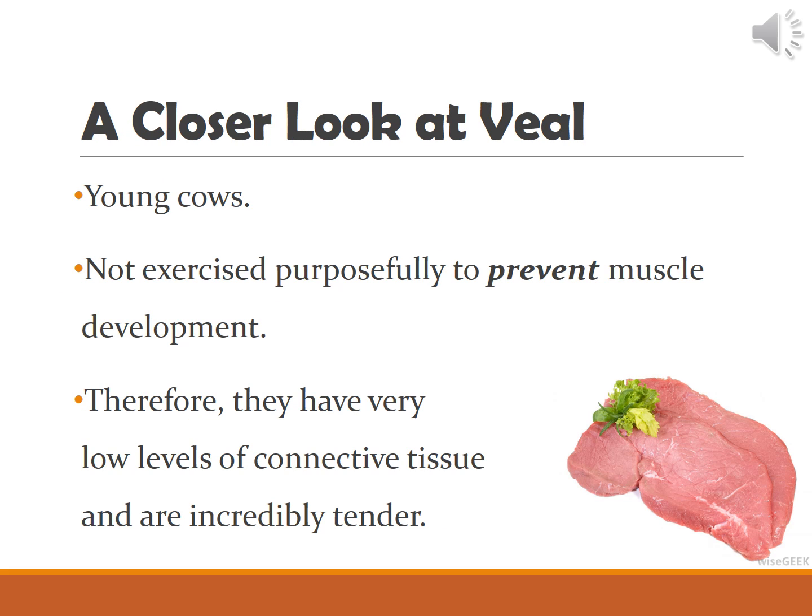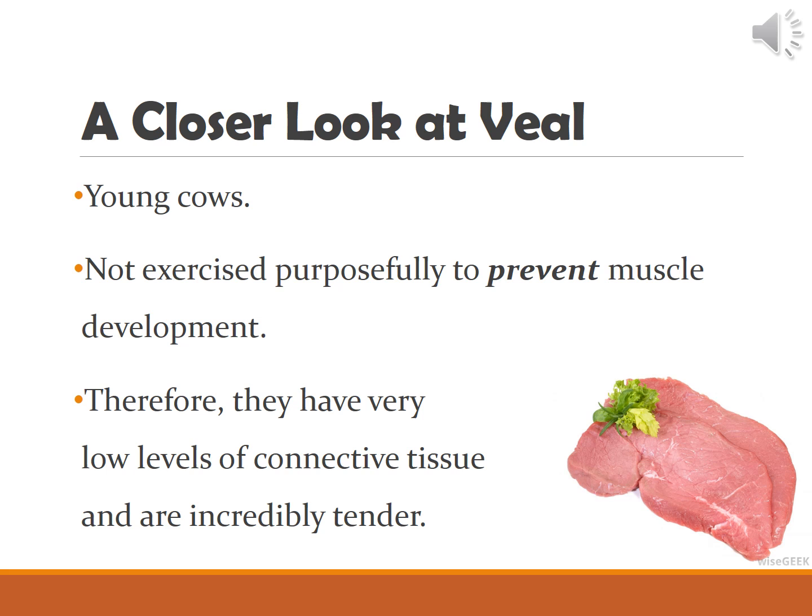Veal is a very tender meat that is used from very young cows. Now these cows are not exercised, and this is done intentionally to prevent muscle development. Less muscle means less connective tissue, which means that these meats are going to be very tender naturally.